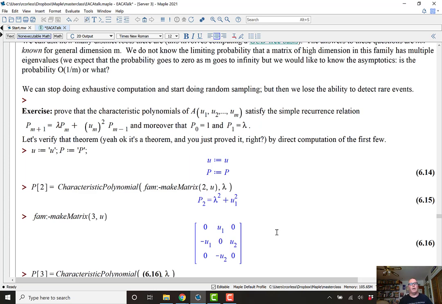And you can prove by Laplace expansion about the bottom corner. Do Laplace expansion about lambda minus this matrix about the bottom corner, then you can say that Pm plus 1 is lambda times Pm plus Um squared times Pm minus 1. And now Pm depends only up to Um minus 1, and Pm minus 1 only depends up to Um minus 2. So the only place that Um appears is here, and it appears squared. So that means there's no difference between 1 and minus 1 in the population, and there's no difference between i and minus i in the population. So that explains our D4 symmetry.